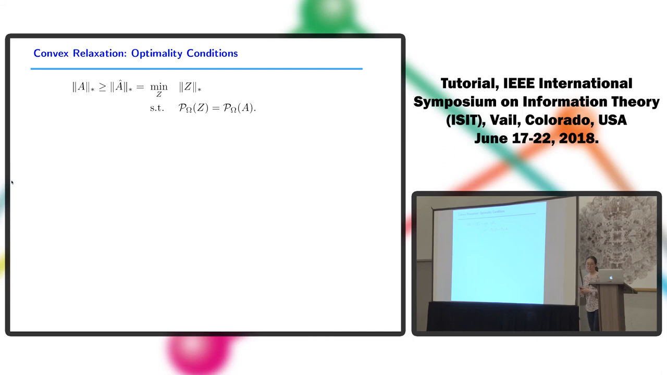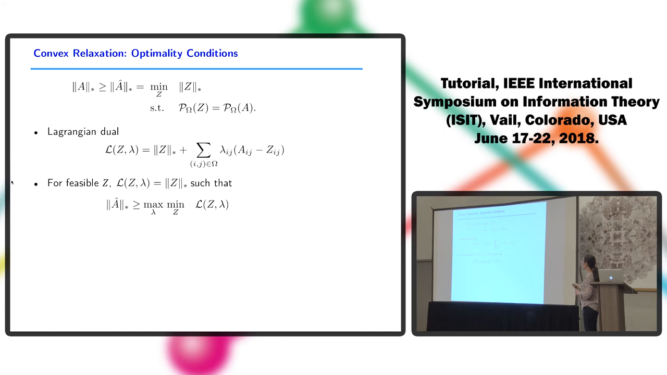So we can write the Lagrangian dual. We put these constraints into the objective function, and we introduce Lagrange multipliers for each of these constraints. Now, for every feasible matrix Z, meaning that it exactly matches the value of A on the observed entries omega, this term on the right will be 0, such that the Lagrangian evaluates to the nuclear norm of Z itself. That leads to the fact that the value of the primal problem is bounded below by the value of the dual optimization problem. Here I've defined the dual optimization problem as maximizing over the Lagrange multipliers lambda, minimizing over Z of the Lagrangian.